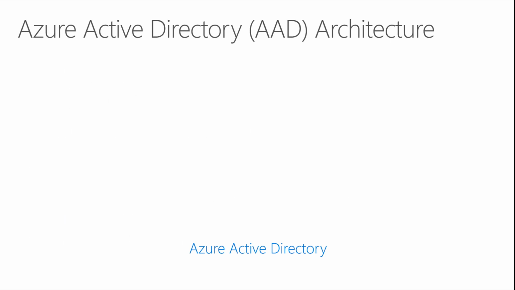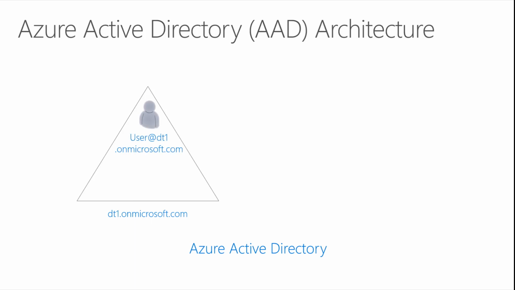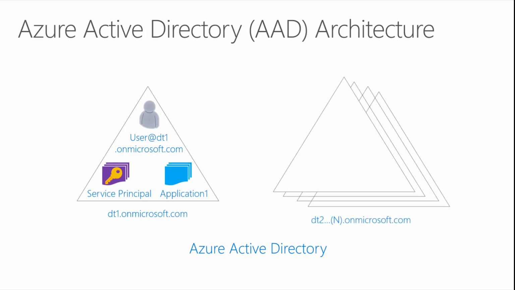This diagram here is to summarize the pieces of the puzzle that we've just described. The DT1 directory has users, service principals, and applications. There could be other directory tenants since Azure AD is a multi-tenanted system. A user could be invited to a second directory in which he is a guest in that directory tenant. That directory is a guest tenant.